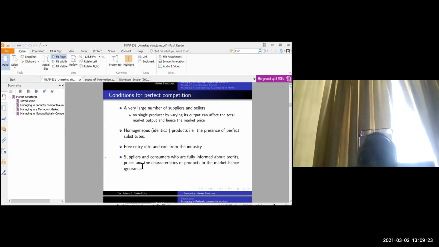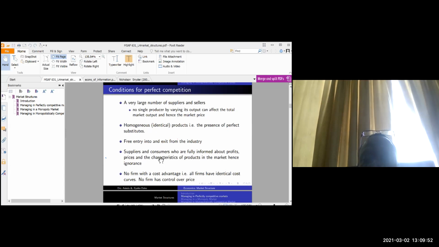And the characteristics of the products in the market. So there's no ignorance in a perfect competitive market. There's no ignorance on the supplier end, and there's no ignorance on the consumer end. We know your profit. We know what the cassava is worth. So you can see that you cannot make profit in this market. Information is common. I know that if you sell it at 20 Ghana, I can get it somewhere at 10. I know.